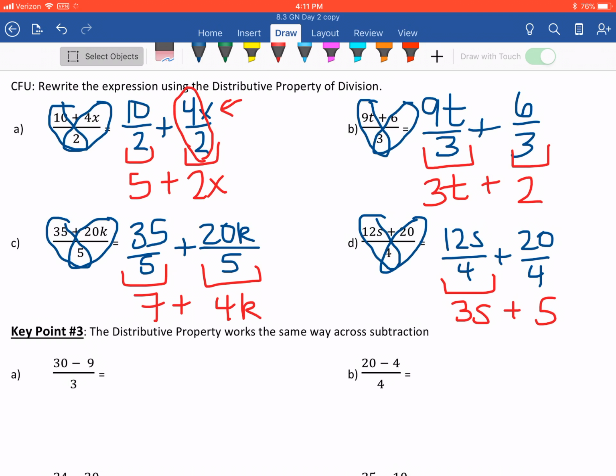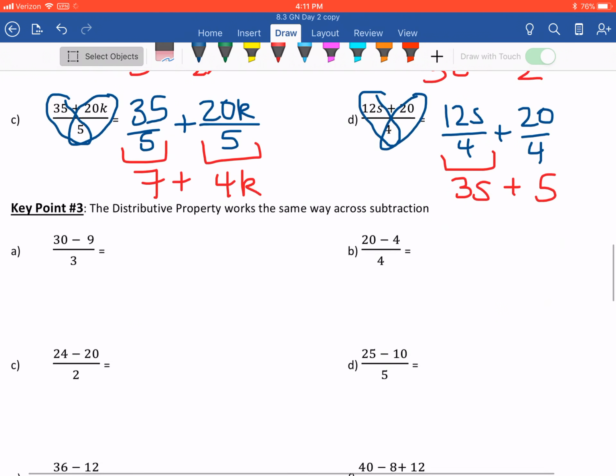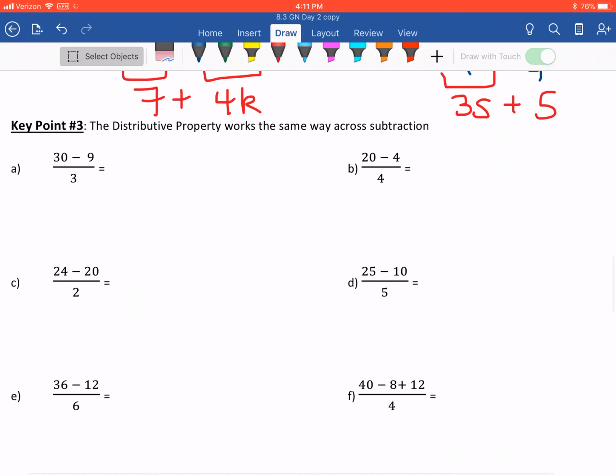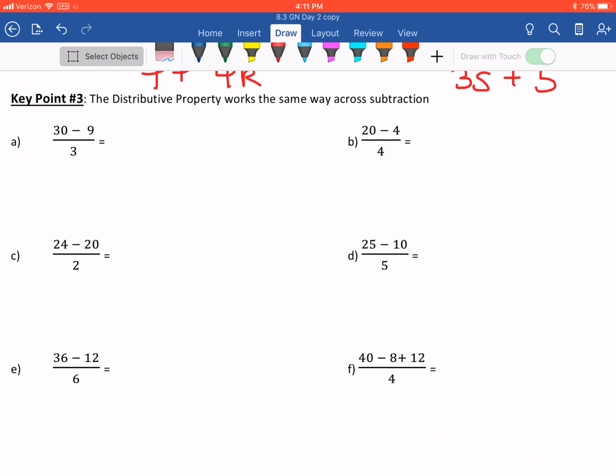All right, key point number 3. The distributive property works the same way across subtraction. So that means even if you're adding or subtracting, it works the exact same way. So we're going to do 1 together, and then you're going to try these other 5 all on your lonesome.